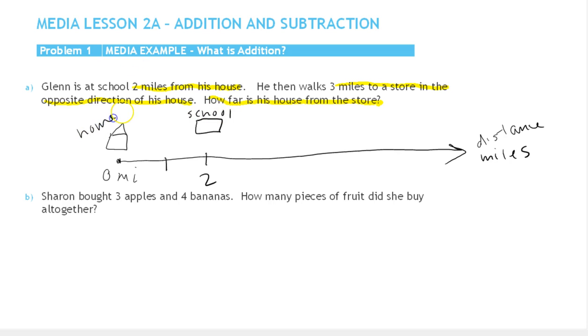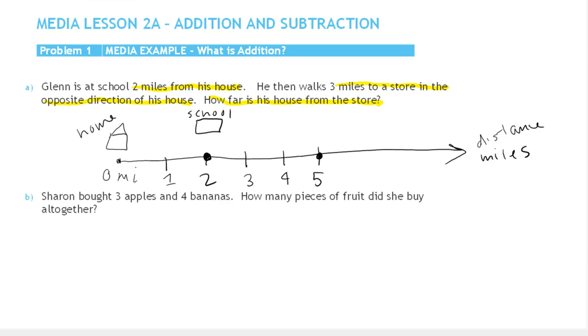This was his home. And then he walked another 3 miles to a store in the opposite direction of his house. So he's going to go 3 miles this way. So let's just mark here where he started. Now he's going to go 1, 2, 3 miles this way, and if we label these values, it would be 3, 4, 5, and this would be his ending point.